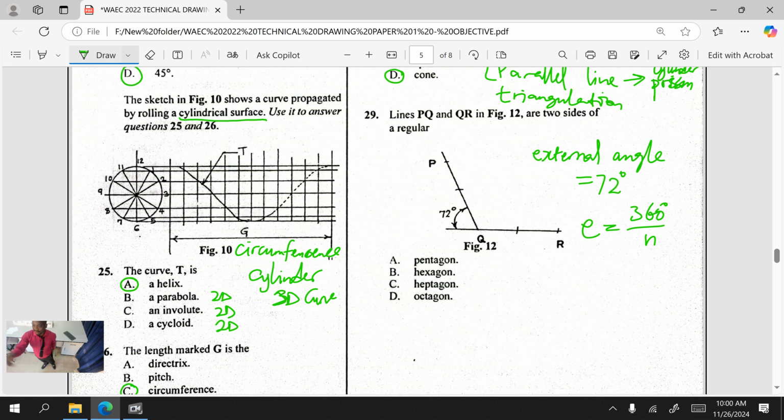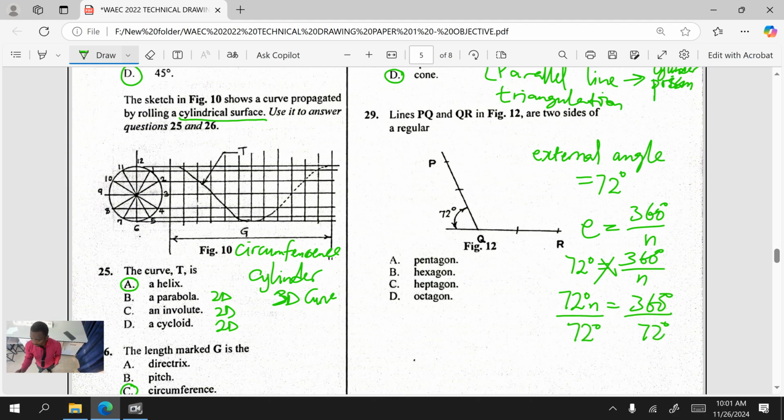So we need to use this. The external angle of the polygon is given as 72 degrees. So we are looking for the number of sides to determine which polygon. If I multiply this like this, I will have 72 degrees times n equals 360 degrees. Divide both sides by 72 degrees. 9 will go in 72 8 times. 9 will go in 360, 40. Do you get it now? The degrees cancel each other out. 8 here is 1, 8 here is 5. So n is equal to 5.